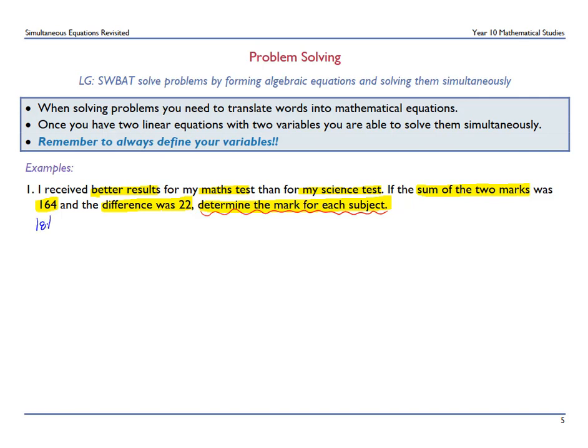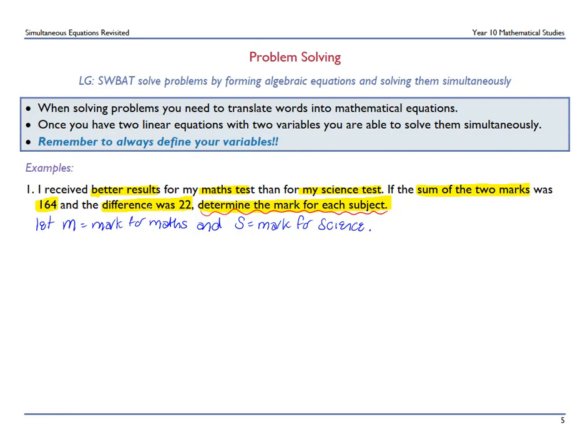So what if we go, let M equal mark for maths and S equal, make sure that doesn't look like a 5, mark for science, because they're the two things you want to find. So now let's read the question again.